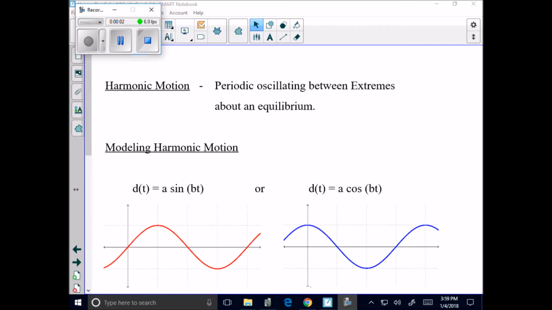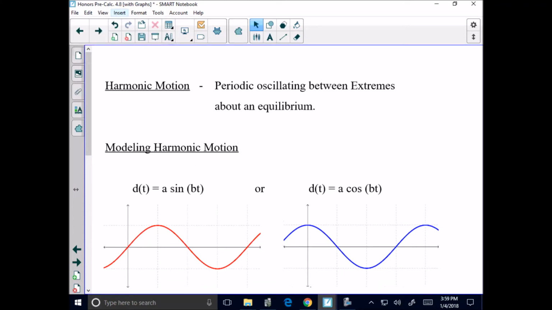Alright guys, so in this video we are going to be talking about modeling harmonic motion with sine and cosine functions. And we're going to say that harmonic motion is periodic oscillating between extremes about an equilibrium. So we're talking about the motion of an object that goes back and forth across an equilibrium to extremes that are equidistant from that equilibrium.